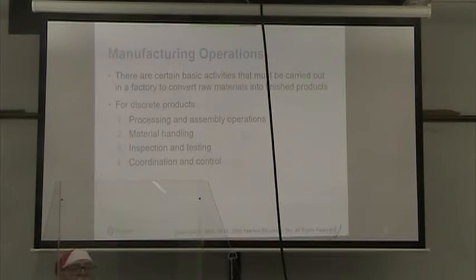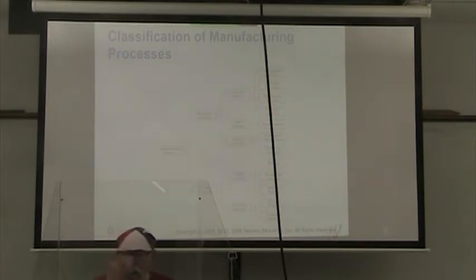All right, so there's always going to be operations that we have to use to turn our raw materials into our finished products. For discrete products, those operations are going to be things like processing and assembly operations, material handling, inspection and testing, and coordination and control of all of that. Here they try to break down the manufacturing process into processing operations and assembly operations. Of course, in a discrete manufacturing process, you would often end up doing a lot of both sides of this.